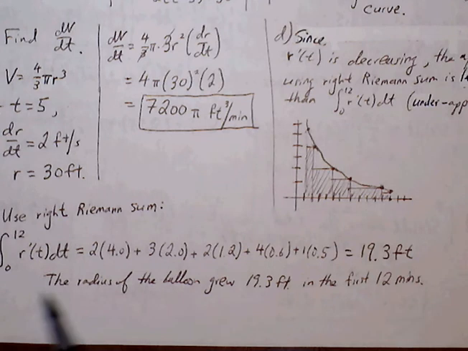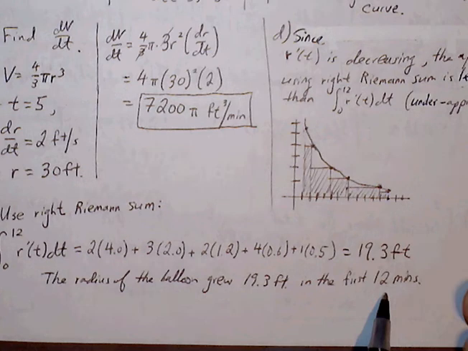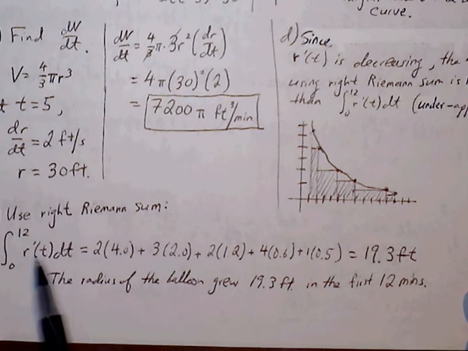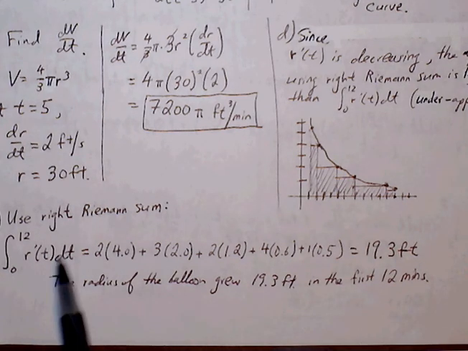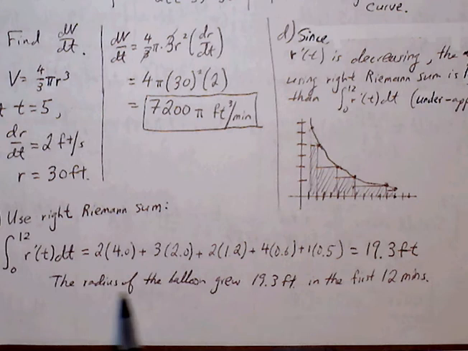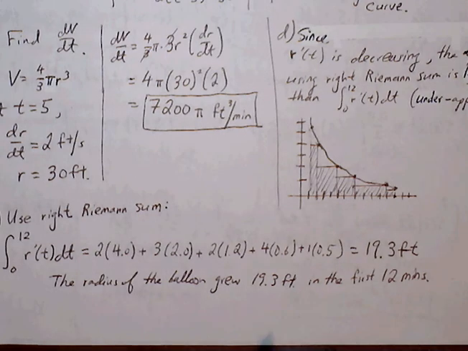And so this Riemann sum represents the estimation of the radius of the balloon growth in the first 12 minutes. So the accumulation of the rate of change of the radius will just be the accumulation of the radius size, which is that 19.3 feet represents how much the balloon grew from 0 to 12 minutes.